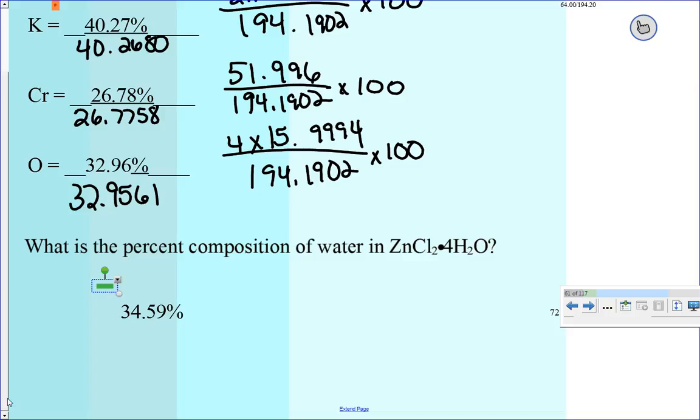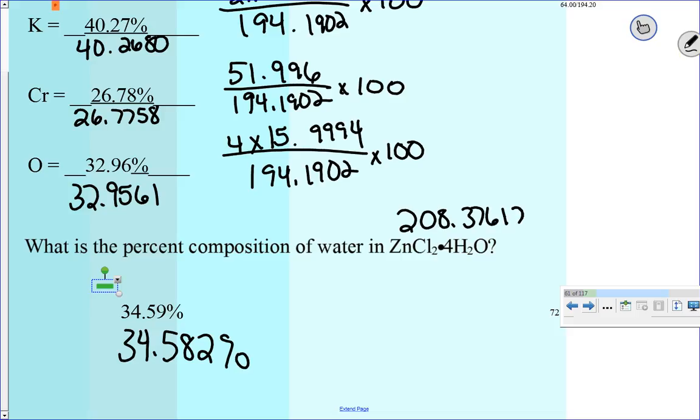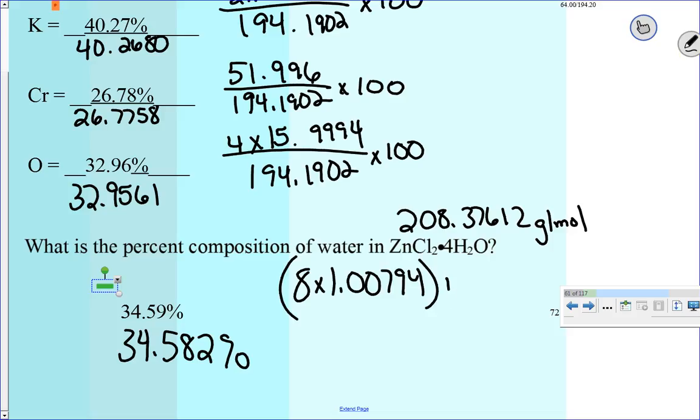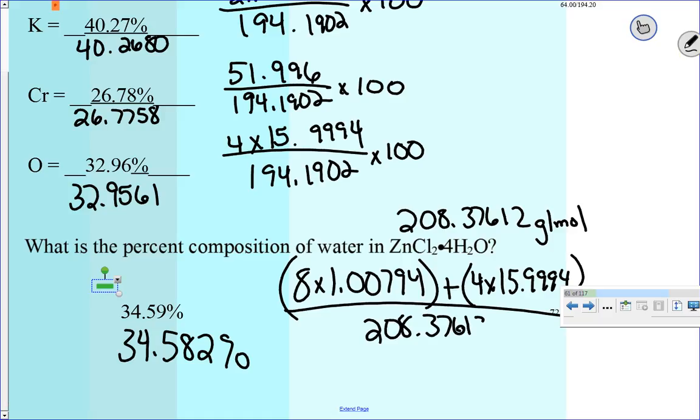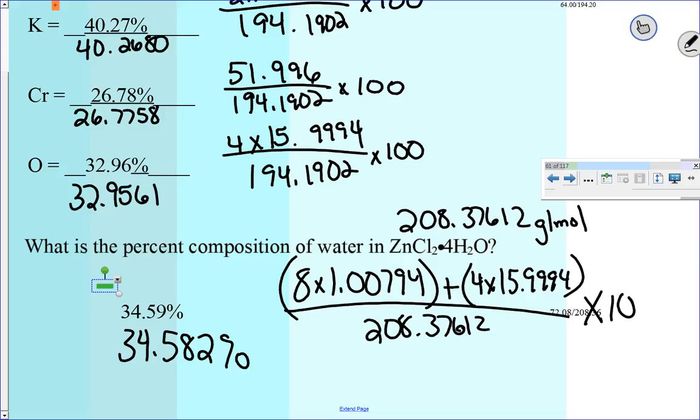So you should have gotten something that I actually calculated out to be 34.582%. If you rounded that to 2 decimals, 34.59%. For your entire GFM, you should have gotten 208.37612 grams per mole. For water, you have 8 hydrogens times 1.00794, 4 oxygens, so 4 times 15.9994. And that's going to go over your 208.37612, and you're multiplying that whole thing by 100.